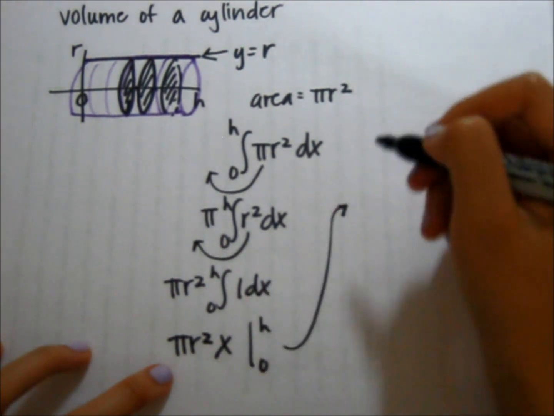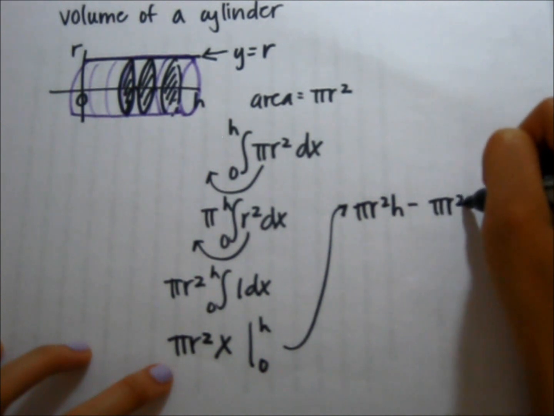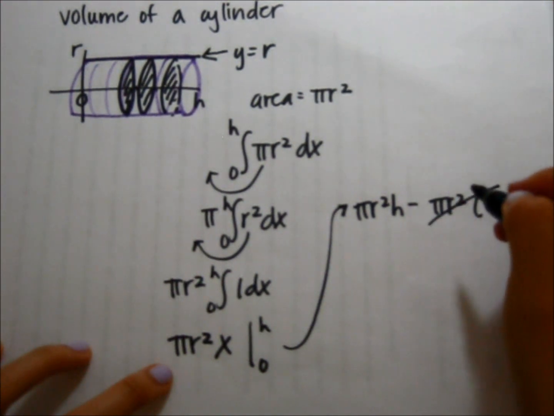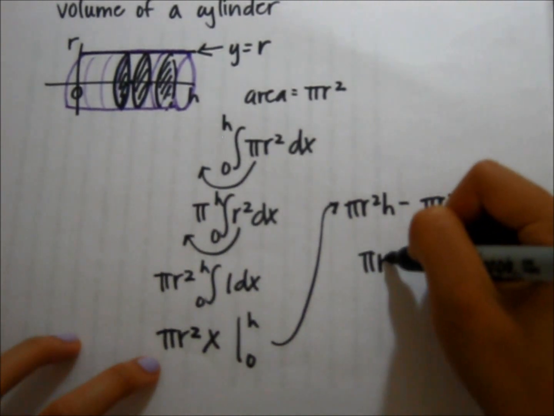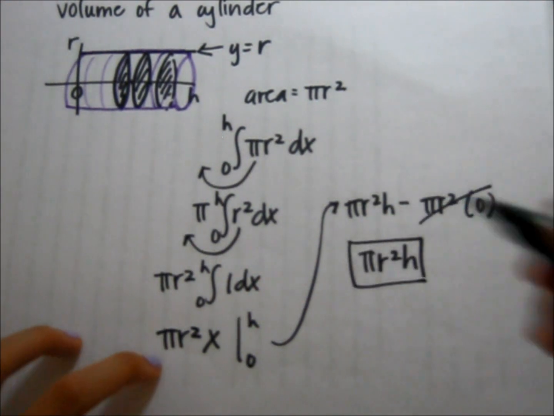We're going to plug in the h for x: pi r squared h minus pi r squared 0, which equals 0, so that makes life easier for us, and we're left with pi r squared h. That's the volume of the cylinder, and there you have it.